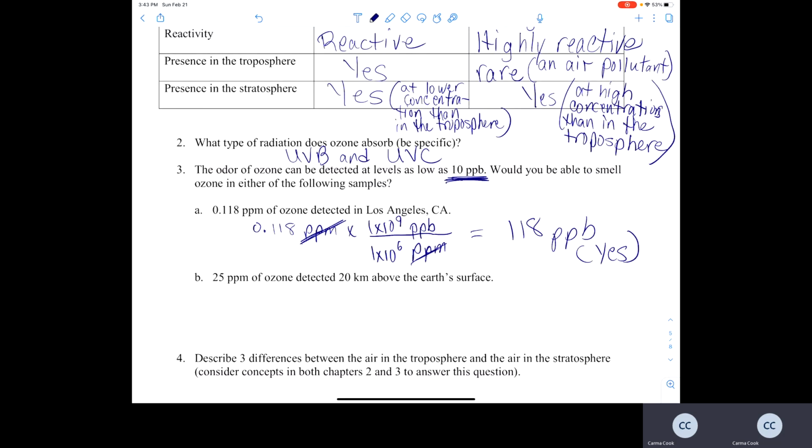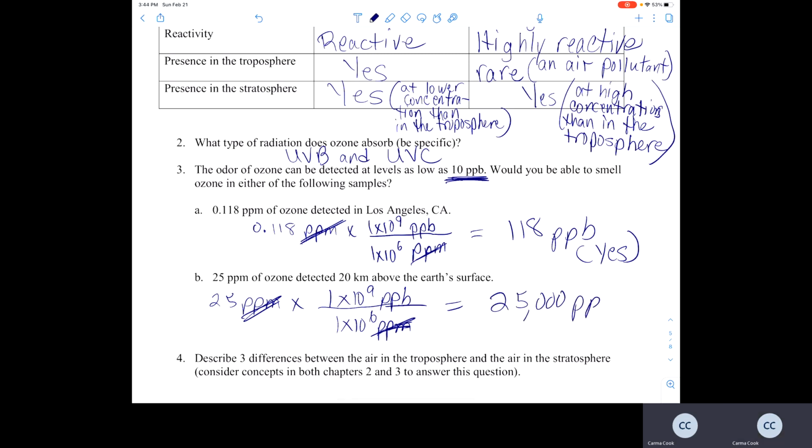And then if we have 25 parts per million of ozone, we're using the same conversion factor as before. And we get a big number, 25,000 parts per billion. So of course, yes, we would be able to smell that ozone as well.